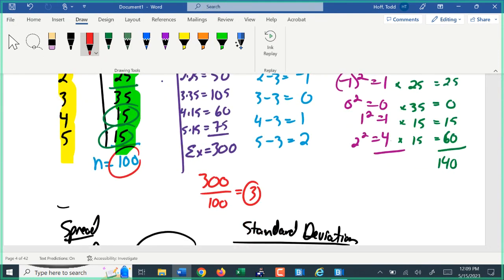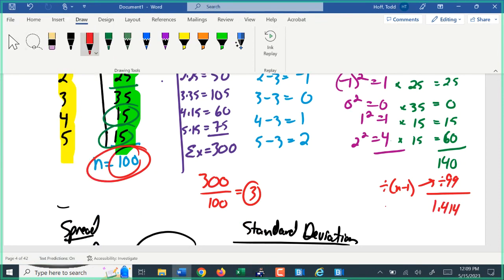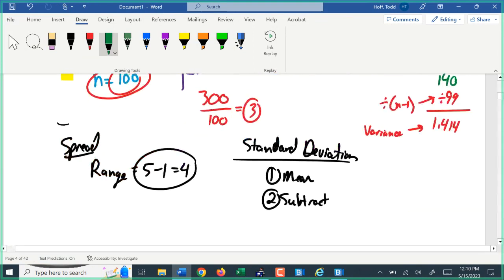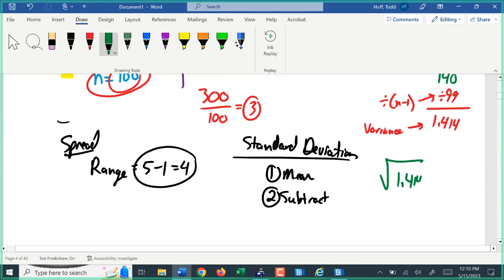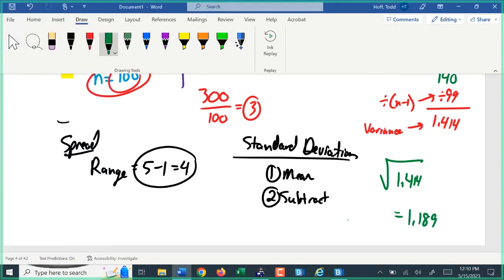The next step in the standard deviation is to divide by n minus 1. So we're going to divide by 100 minus 1, or 99, which gives us 140 divided by 99 is 1.414. That's our variance. We still have to do the square root to get the standard deviation. So the square root of that is 1.189. That is our standard deviation.